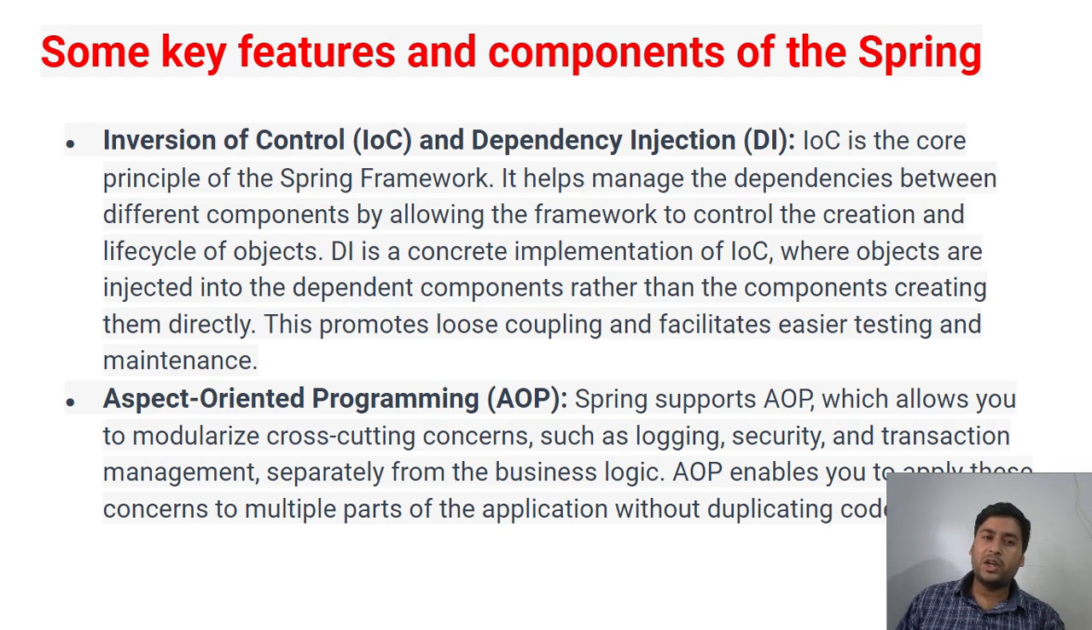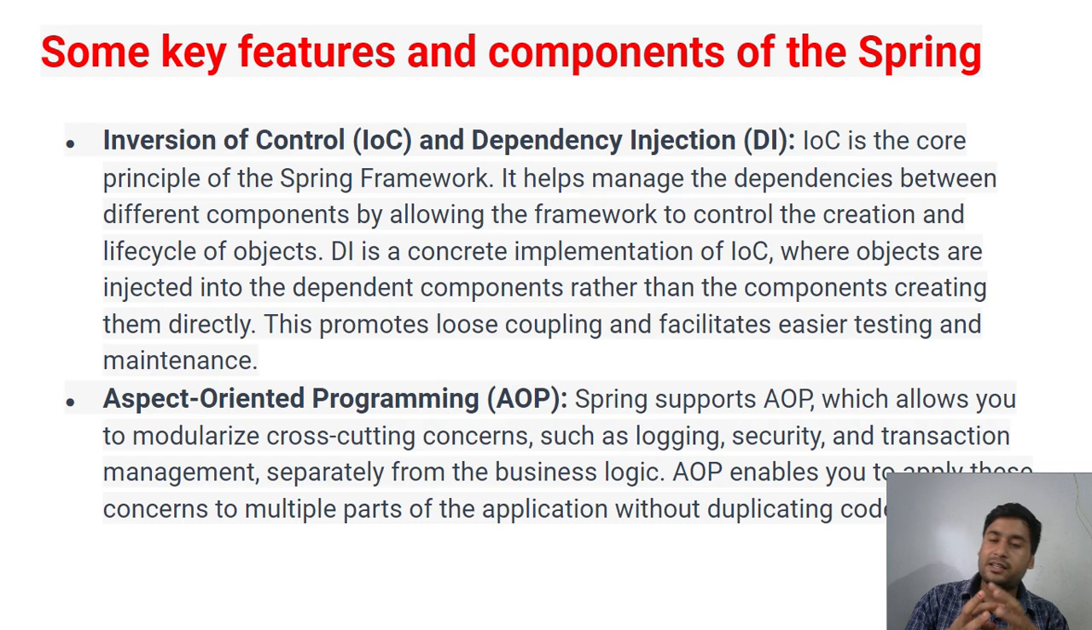Inversion of control means it handles the life cycle of the project. Maybe if you start your project, whatever objects are created in your application, when they will be destroyed, that entire thing it will handle. Dependency injection means some class or some object creation is dependent on some other object. If you don't know, go to my design patterns. You understood what dependency injection is.